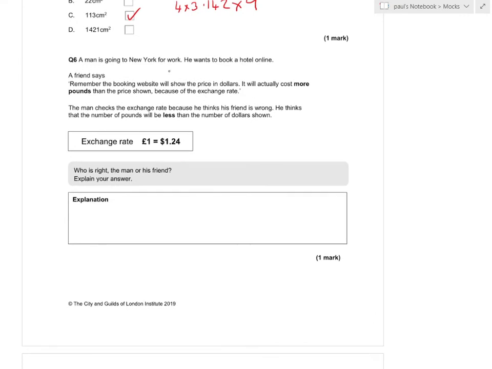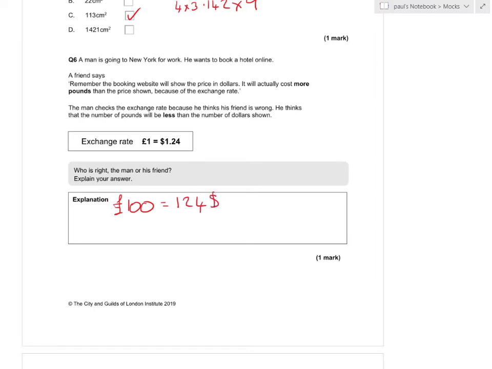A man is going to New York. He wants to book a hotel online. Remember, the booking website will show price in dollars. It actually costs more pounds than the price shown because of the exchange rate. The man checks the exchange rate because he thinks his friend is wrong. He thinks the number of pounds would be less than the number of dollars. Is the man right? Well, if in this example the hotel cost £100, then that would be 124.